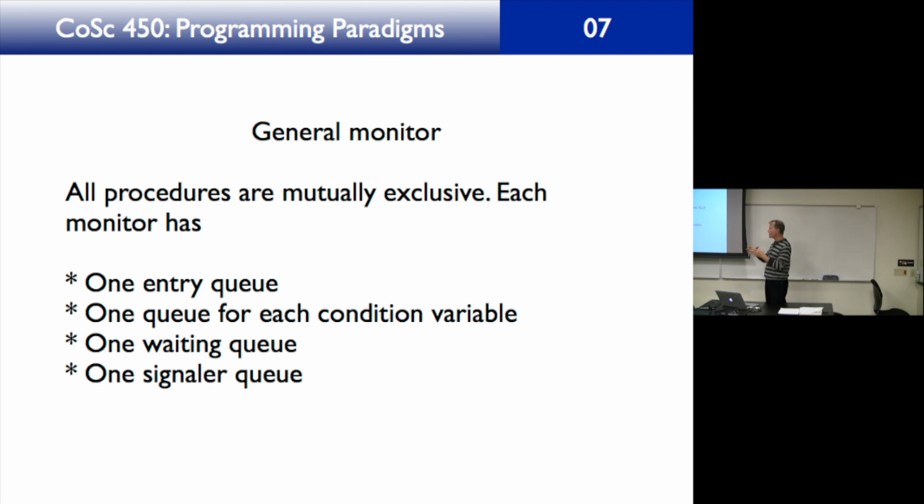So here's what a general monitor does. First of all, procedures are mutually exclusive. We know that from the monitor that we looked at in binary. What does mutually exclusive mean? Only one process can be executing any of the methods at one time. So they're not running concurrently in the monitor. The monitor enforces mutual exclusion. That's guaranteed. That's a property. That's given.